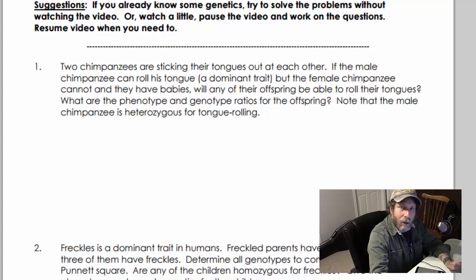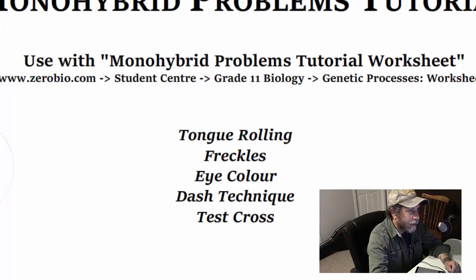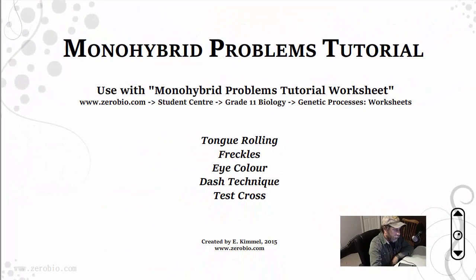Now, what I would suggest to you is if you've got some genetics background, you could just go ahead and try the problems on your own and then watch the video to see the solutions, or you can work on it with me. All right, so that's how to get the worksheet. And now let's have a look at the actual video tutorial. I'm going to be looking at 5 different genetics problems, pretty standard monohybrid problems. We're going to look at tongue rolling, freckles, eye color, the dash technique, what I call the dash technique anyhow, and test cross. All right, so here we go.